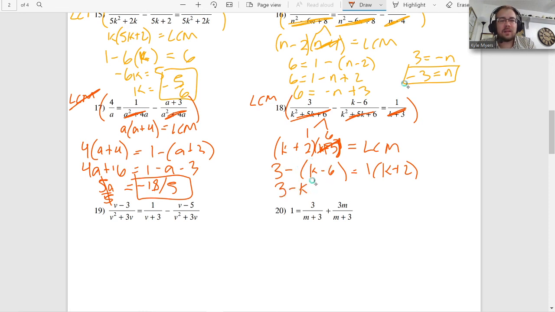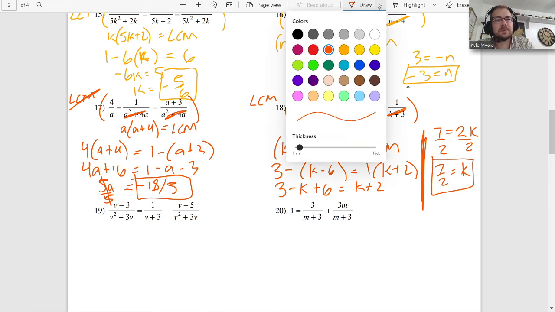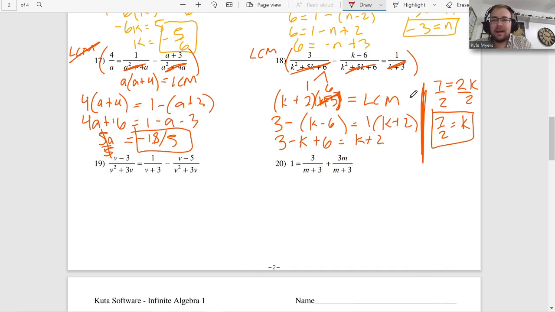Minus k, and then plus 6. K plus 2. All right, so then we need some more space here. We're going to add k to both sides. So we'd have 2k. 3 plus 6 is 9. Minus 2 is 7. Divide by 2, divide by 2. 7 halves.